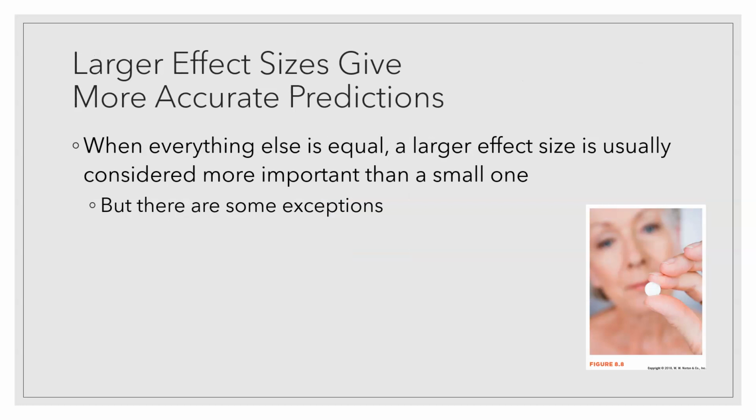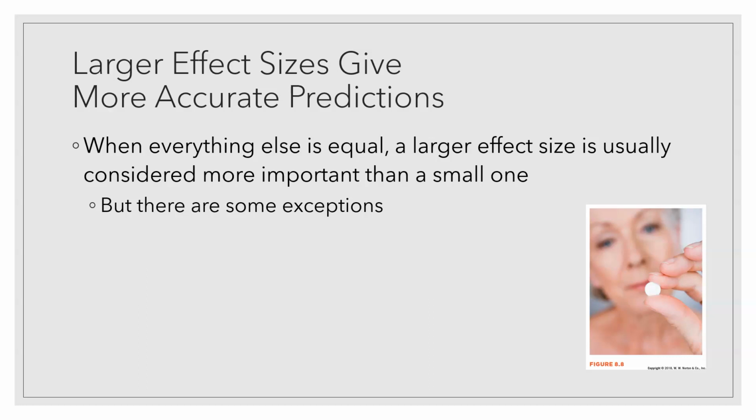Now, here's what's kind of interesting. Generally, larger effect sizes will give us more accurate predictions. And when everything else is equal, a larger effect size is going to typically be considered more important than a small one. However, there are some exceptions. One that gets discussed quite a bit is the role that taking an aspirin a day can play in reducing heart attack risk. Now, I will kind of tell you that this correlation is fairly small. It's pretty weak. It is a very small effect.